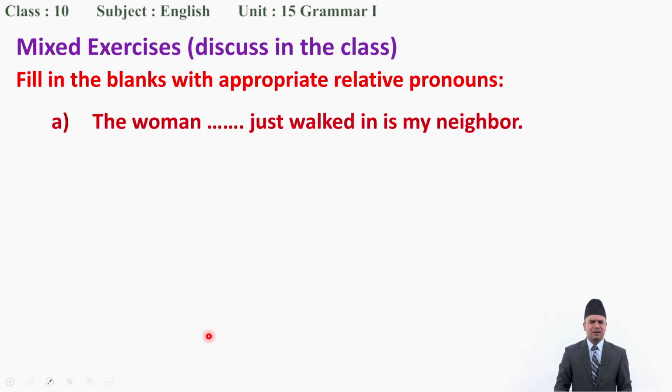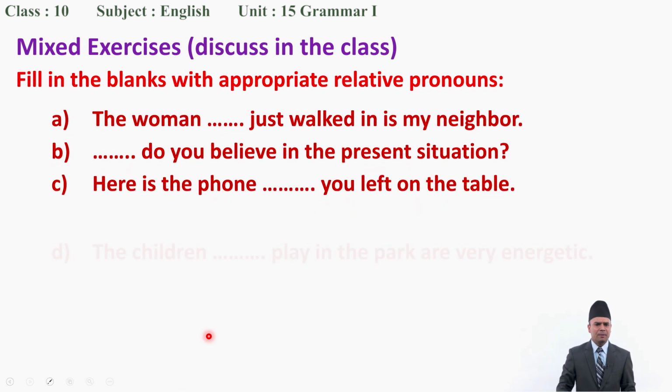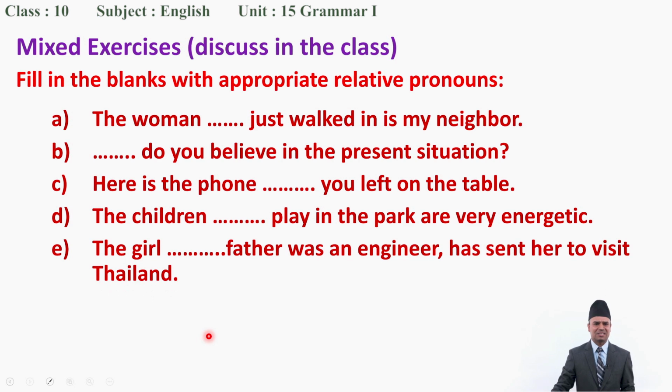Similarly, now here you have to discuss some in the class. The woman, what is it? The woman, who? Yeah, here it is who. Do you believe in the present situation? Possessive. Remember, you have to use possessive. Can you guess? Who? No. Who do you believe? Whose do you believe? No. Whom do you believe? Yeah, you have to use whom do you believe.